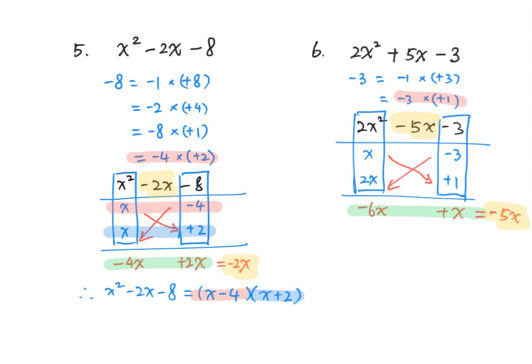Therefore, we can write down our answer. 2x squared plus 5x minus 3 equals the product of two factors. The first one is x minus 3, and the second one is 2x plus 1. So we write down the answer directly: x minus 3 times 2x plus 1. That's it. That's all for the examples of the medium level.